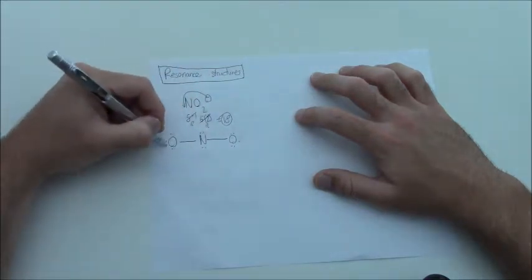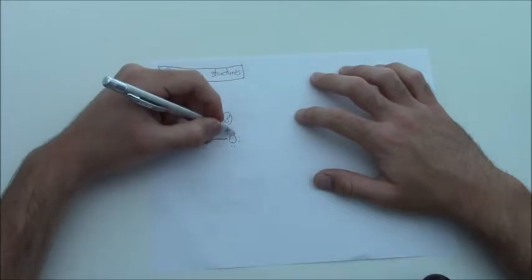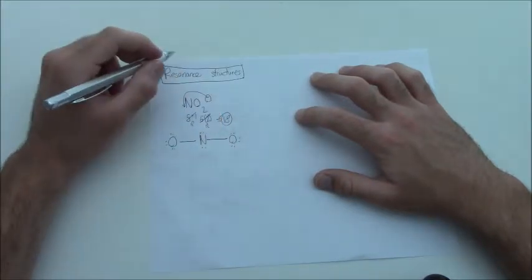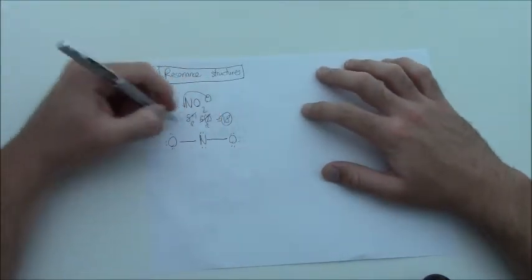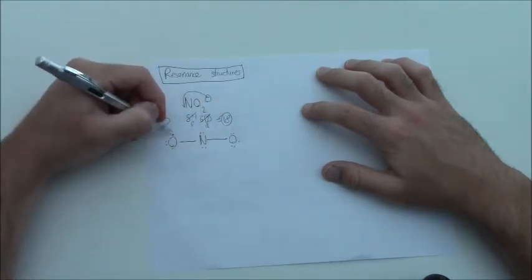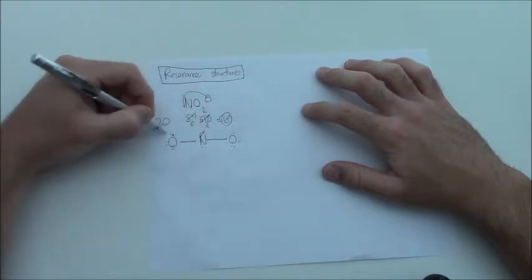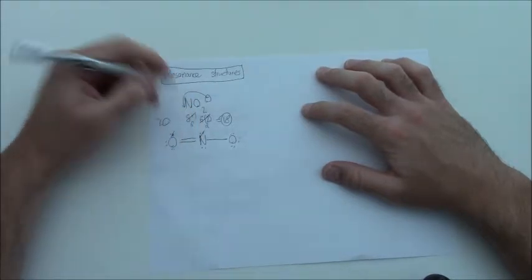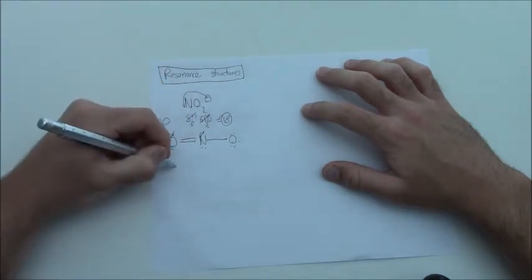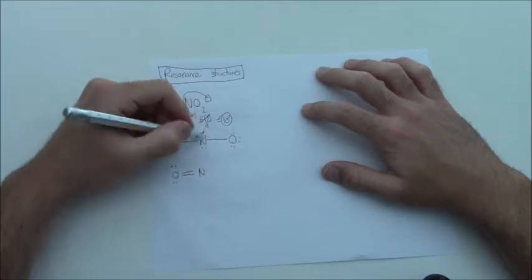1, 2, 3, 4, 5, 6, 7, 8, 9, 10, 11, 12, 13, 14, 15, 16, 17, 18, 19, 20. So we currently have 20 valence electrons and we have to get down to 18. Simply we can share one of these lone pairs instead of assigning them to an atom. So I could share this lone pair here, and that would give me one structure which would look like this.